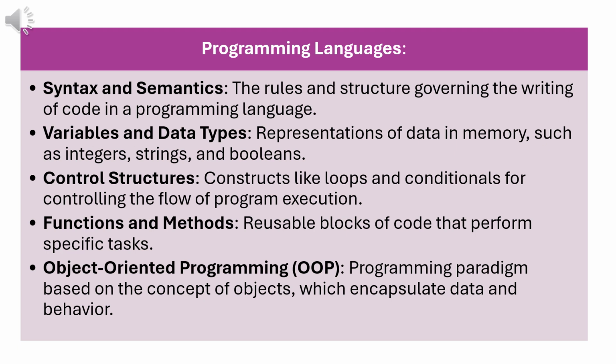Functions and methods: reusable blocks of code that perform a specific task are called functions or methods. And object-oriented programming is a paradigm based on the concept of objects, which encapsulate data and behavior. So C++ and Java are all object-oriented. Why we call it object-oriented is that you have a standard template which can be reused.